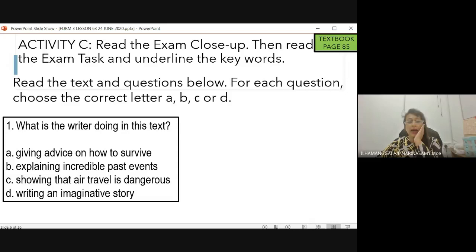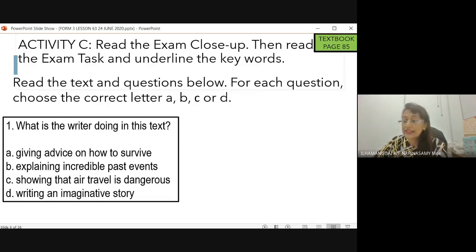Everybody's going so fast. I need to choose. Fine, where am I now? Okay. Darwina, showing air travel dangerous. Incredible past. Writing imaginative story. Yes, Kuratu. Yiwun, air travel dangerous. Yaomin, imaginative story. Sharinya, writing imaginative story. Mahasri, incredible past events. Yes. Darwina, writing imaginative story. Okay.